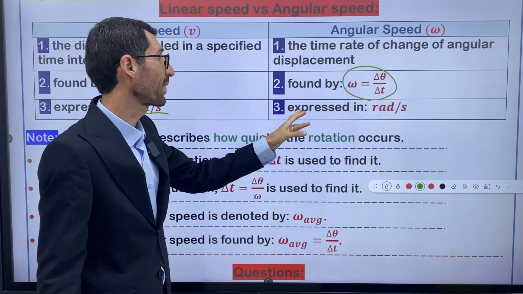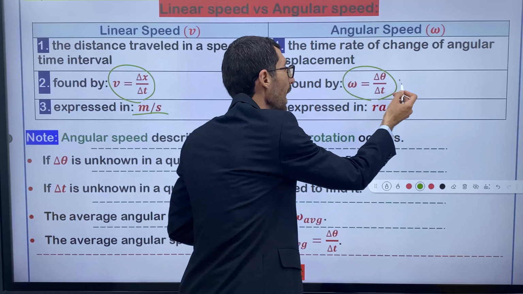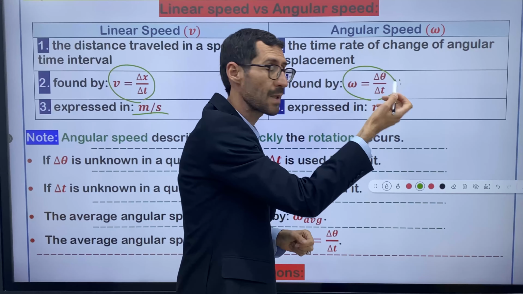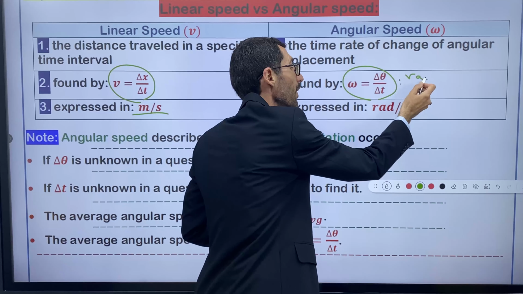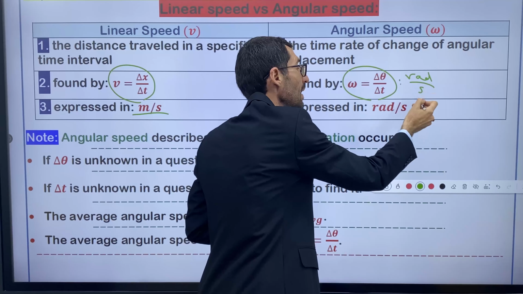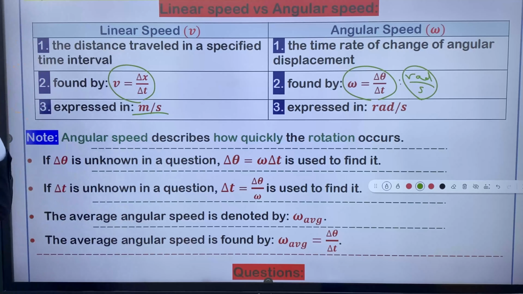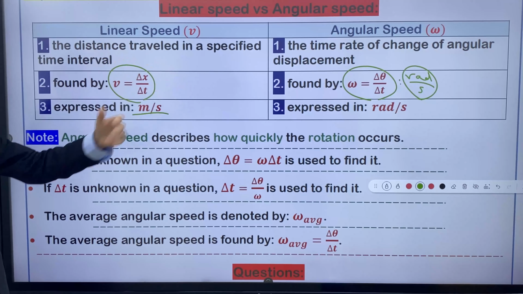What do you say about the unit of angular speed? Take it from the rule. Actually, angular displacement is measured in rad, right? And delta t is measured in seconds. That's why rad per second is the unit of angular speed.